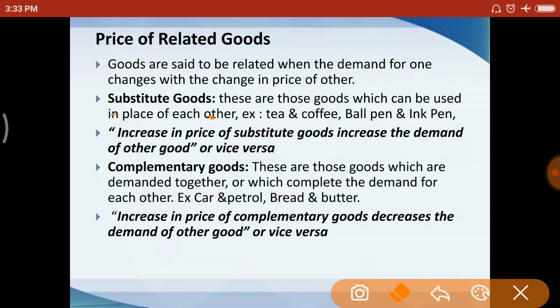Now, what is complementary goods? Complementary goods are those goods which are being used together, or I can say they together complete the demand of the commodity. Take for an example, bread and butter. These are used together. Car and petrol. These are complementary means because they can be used together. एक दूसरे के साथ अलग अलग इनको use नहीं किया जा सकता. They can be put together and then being used. There is a relationship between complementary goods also. Increase in price of complementary goods decreases the demand of other good, or vice versa.